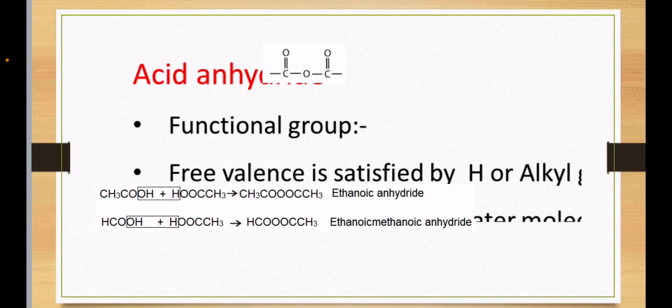Now acid anhydride, COOOC. Then you can name them as, if similar group is present on both sides, we write it once, like ethanoic anhydride. All the groups COOOC on both sides, CH3 present, so we write it as ethanoic anhydride. And if they are different, we can write ethanoic methanoic anhydride, likewise we can name.